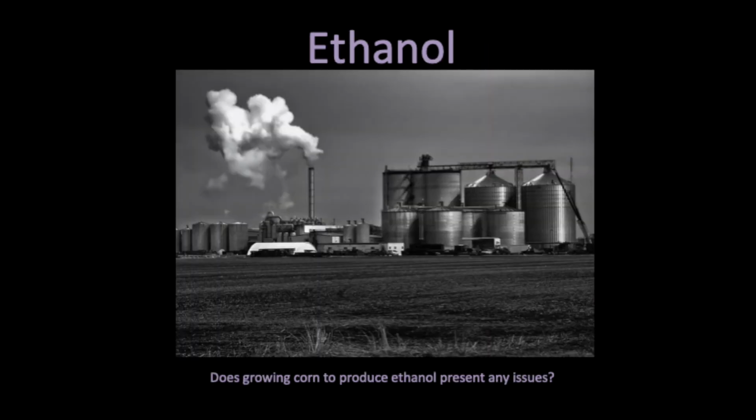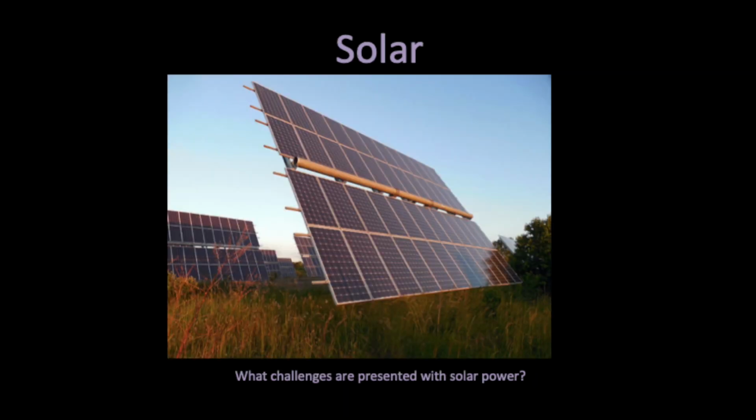Another type is ethanol. It's a type of fuel that we derive from corn. Well, what would be a problem with using ethanol? You're now using a food source for energy consumption instead of as a food source. So is it going to compete with it? I don't know.